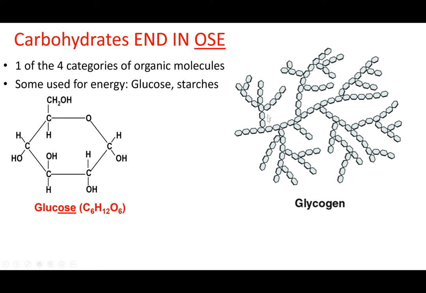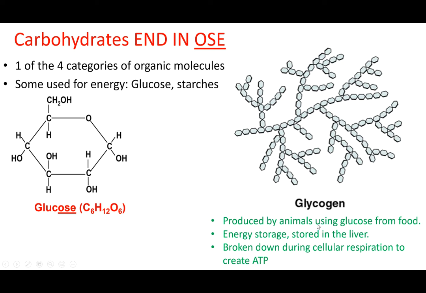This is a molecule called glycogen. This is also a starch, and this is actually produced in animals using glucose from food. So we eat an apple or a cookie, and we get lots of glucose, right? And then our body takes that glucose and it builds these giant molecules of glycogen. And this is energy storage.